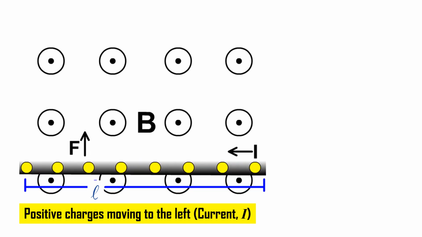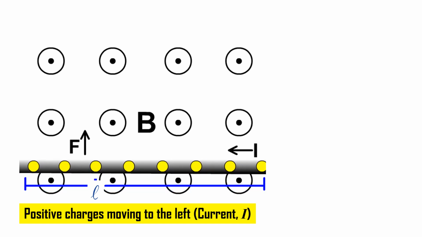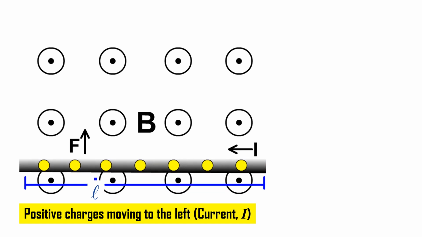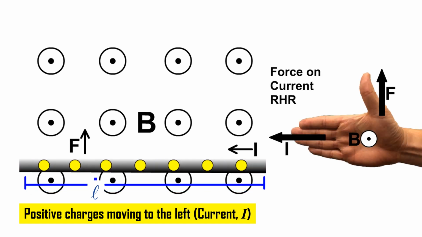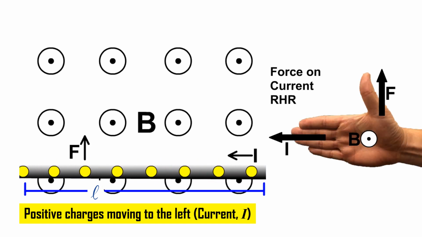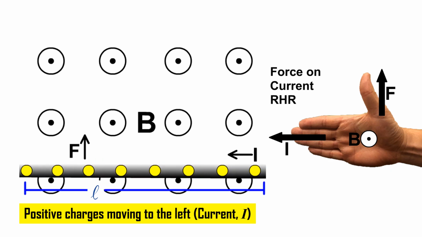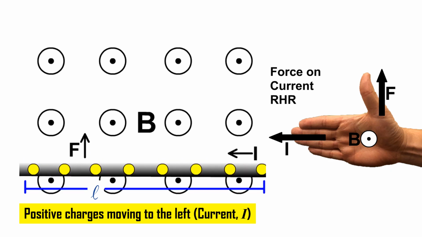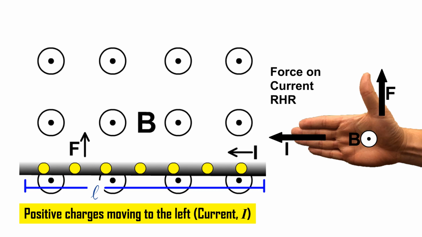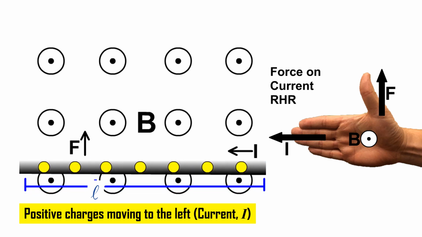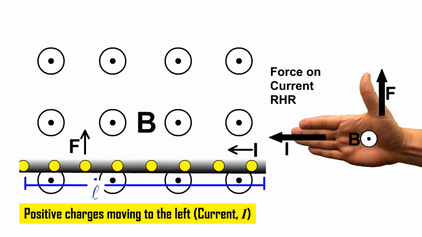The current in the conductor is to the left, following the direction of positive charges. So the four fingers must point to the left. Magnetic field is out of the page, so the palm must face outward towards you. You will see the thumb will point upwards, showing the direction of force, and the conductor will move up.